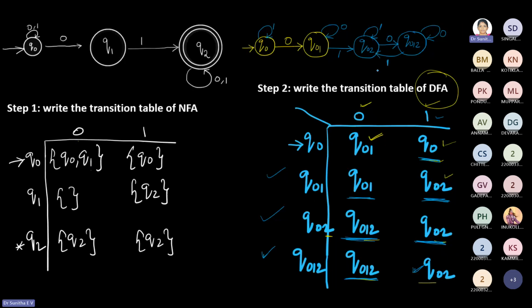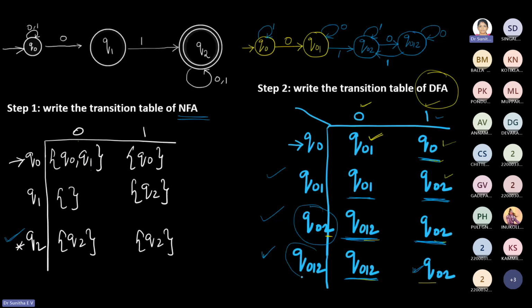One more thing we have to find out is that the initial state is Q0, and how do we know which is the final state? In our given NFA, the final state is Q2. So wherever we get a combination with Q2, all those are final states. Here we have Q0, Q2, which includes the states Q0 and Q2. Since Q2 is a final state, this new state Q02 will also act as a final state.